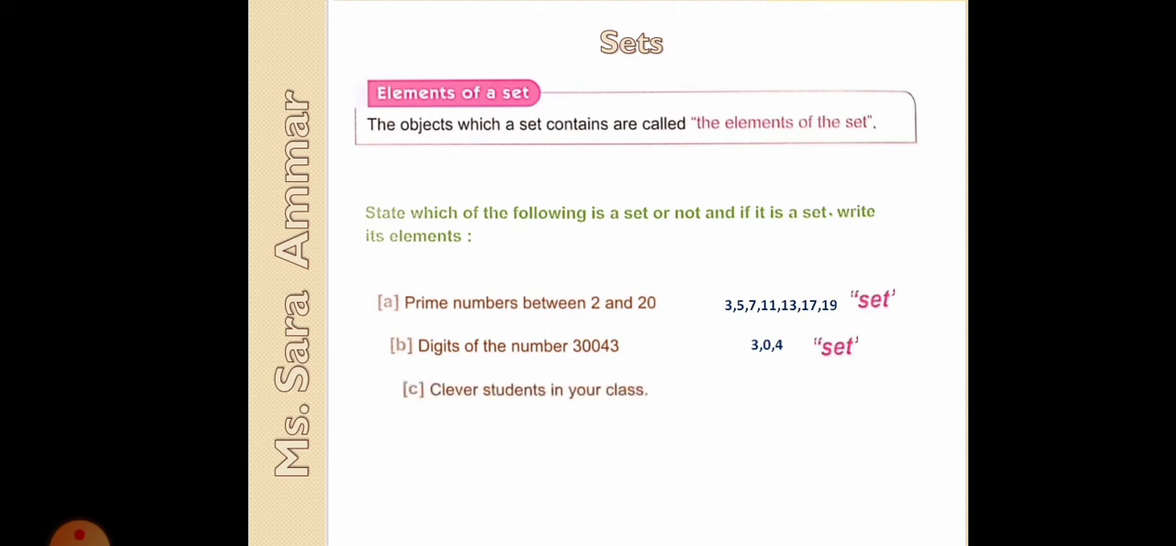Again, clever students in your class. Clever here is an adjective, as we have agreed. Anything that depends on an opinion is not a set.